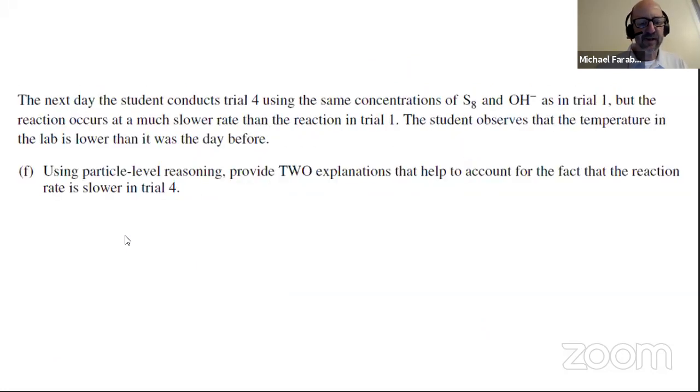So again, at this point, I strongly encourage you to stop the video, solve all of the parts of this question, and then once you've gotten answers to parts A, B, C, D, E, and F, then you can go ahead and press play.